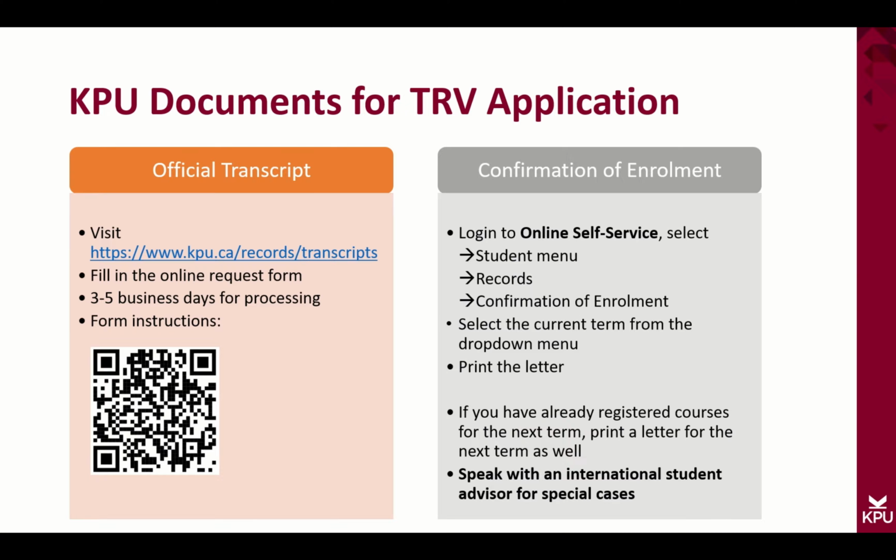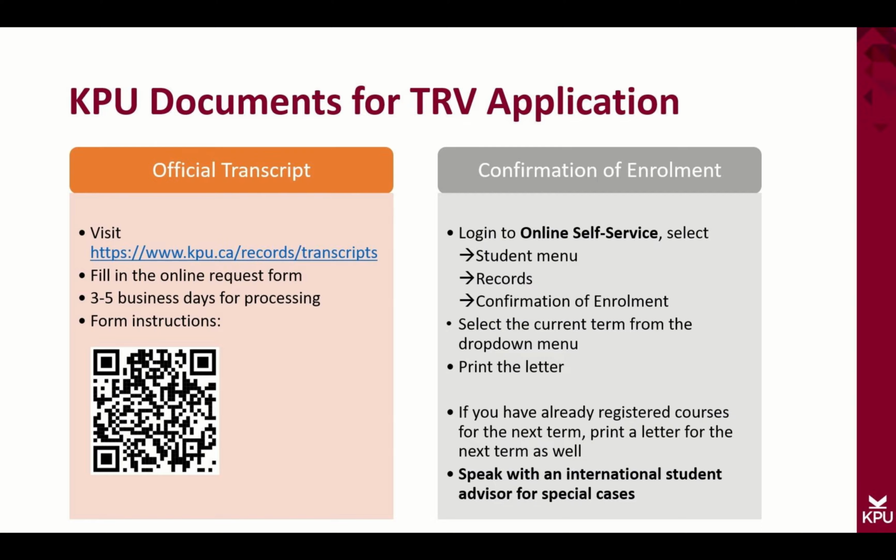Before you apply, you need to obtain 2 major documents from KPU. The first one is your recent transcript, including your last 2 terms of study. If you have attended another institution during this period, make sure you provide that transcript as well. To obtain the transcript, visit www.kpu.ca/records/transcripts. Fill in the online request form. Then the transcript will be ready for pickup or being mailed to your mailing address in about 3 to 5 business days. You can scan the QR code for detailed instruction on how to fill in the online request form for the transcript.